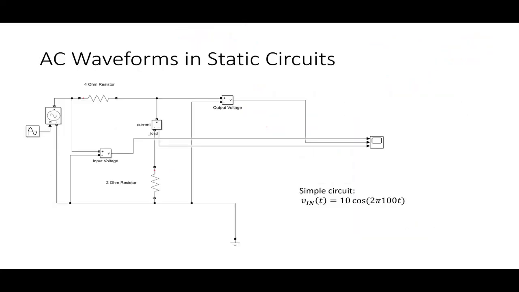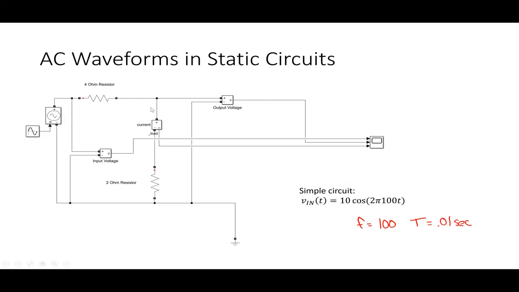All right, so let's look at how these AC waveforms apply in static circuits. So what I've got is a circuit here in Simulink, and I have basically a source that I've connected, which is 10 volts cosine 2 pi 100t. So this guy has a frequency f equal to 100, or a period equal to 0.01 seconds. So he should repeat every 0.01 seconds. At least the source does, right?